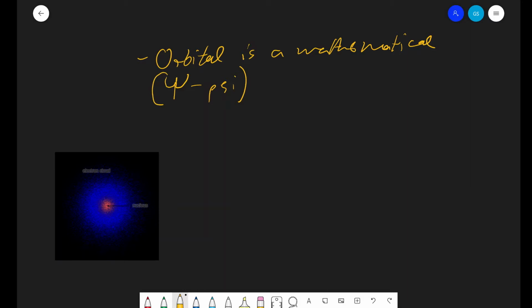And so basically they represent a probability distribution. There's a probability of finding the electron 90% of the time in this electron cloud as shown here. So this is the quantum mechanical model of the atom as I discussed in that previous video with Schrodinger.